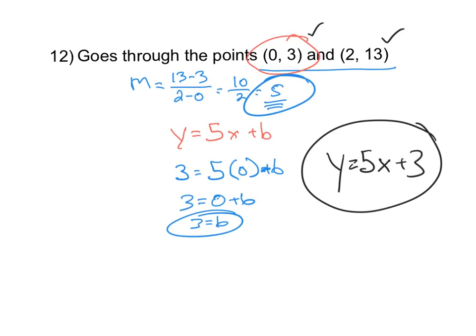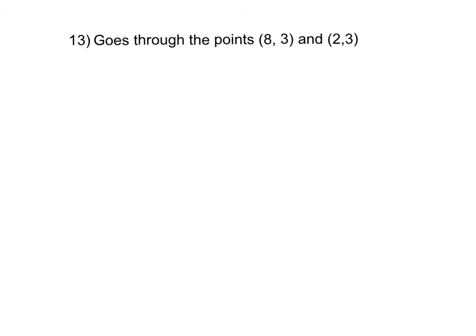All right, let's go to number 13. Number 13, it looks like we're going to have the same deal come up. So let's do it again. So I'm going to need to first find the slope. So y2 minus y1.